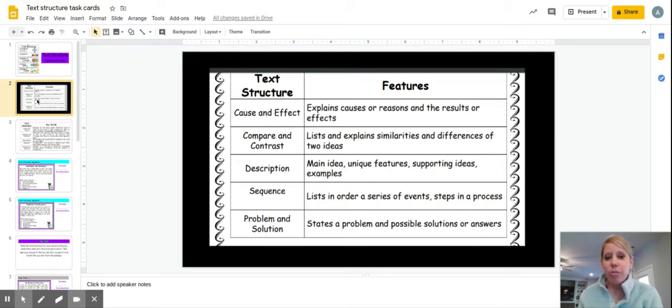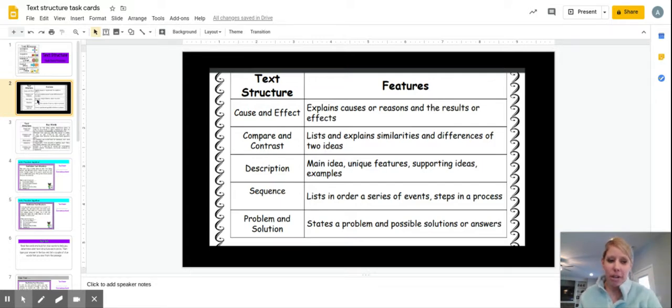The 5 text structures that you've learned are cause and effect, which explains why something happens and what happens because of it. You've learned about compare and contrast, where you're looking for similarities and differences between two ideas. You've learned about descriptions and how you use adjectives to describe things. You've learned about sequencing, how you can put stories in order, and that helps the reader to understand the events in the stories. And we've learned about problem and solution, how the author sometimes starts with a problem that's happening, and then the rest of the story are different solutions that they've come up with to solve the problems.